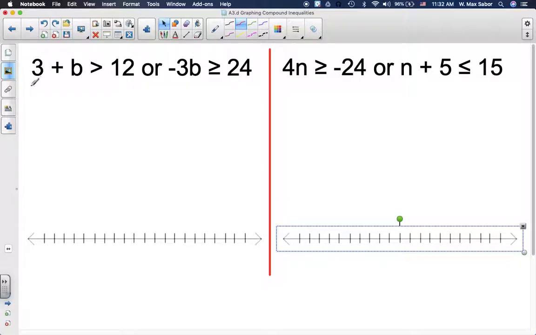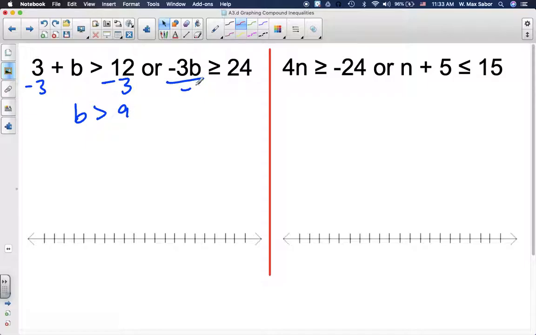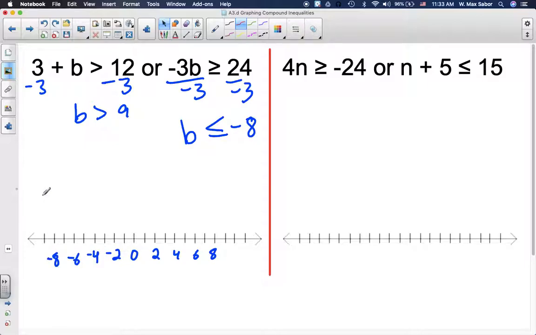All right, some examples. Subtract 3 from both sides. B is greater than 9. Divide by negative 3, which flips the inequality, so negative 8. B is less than or equal to negative 8. So let's go with 0, 2, 4, 6, 8, negative 2, negative 4, negative 6, negative 8. So B is greater than 9 or less than or equal to negative 8. That gives us a final answer of putting both of them on the same graph because it's an or statement.